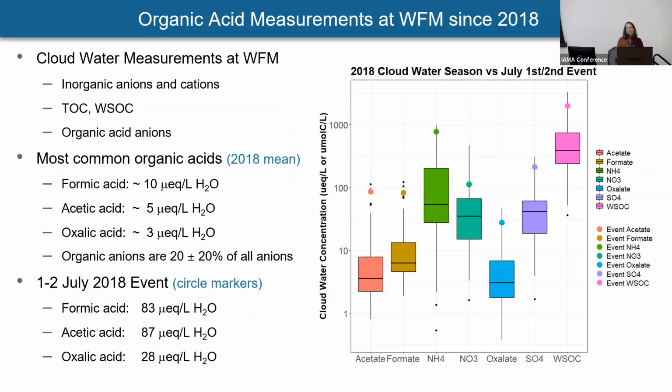Okay, and so what they found in 2018 is that typically the most common organic acids were formic acid, acetic acid, and oxalic acid. You can see in this chart on the right not only those organic acids, but also sulfate, ammonium, and nitrates. Typically, they would find that these organic acids were 10 microequivalents per liter or less in concentration. But during this 1st and 2nd of July 2018 polluted event, shown in the circle markers, the organic acids were 8 times greater than what was typically found. So quite a bit different.